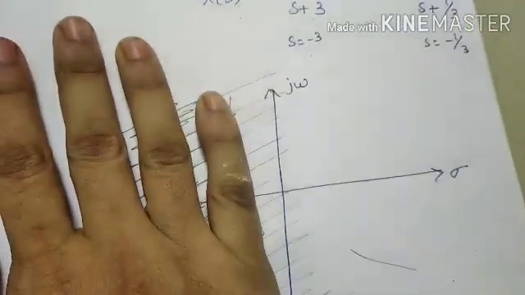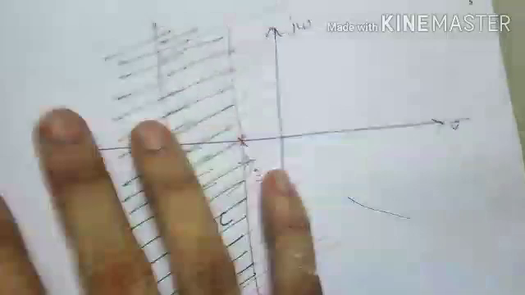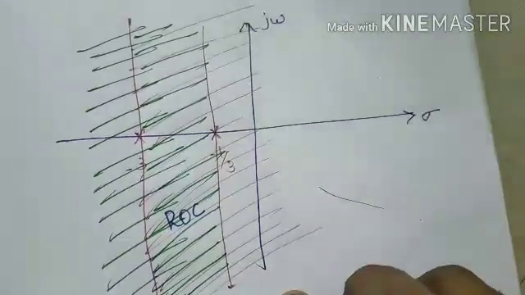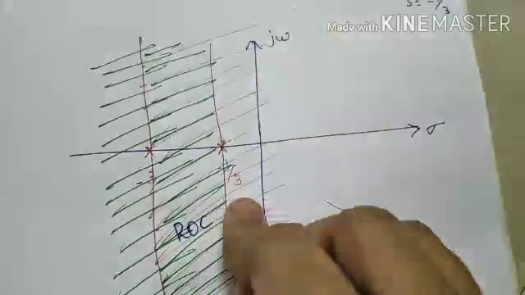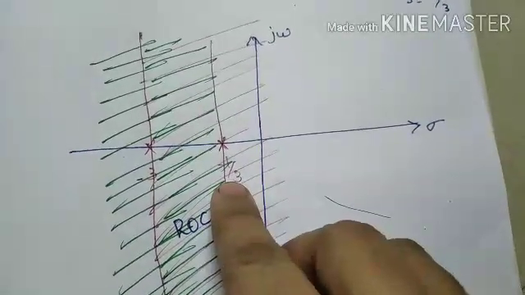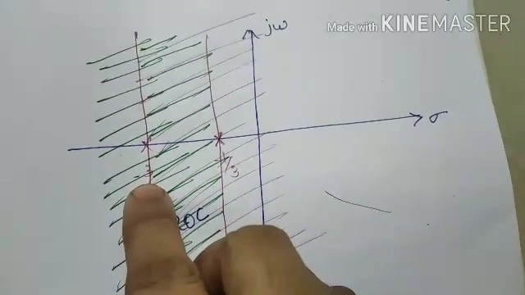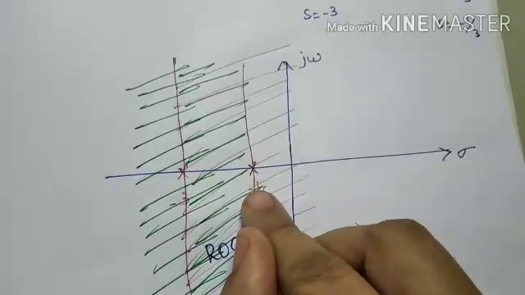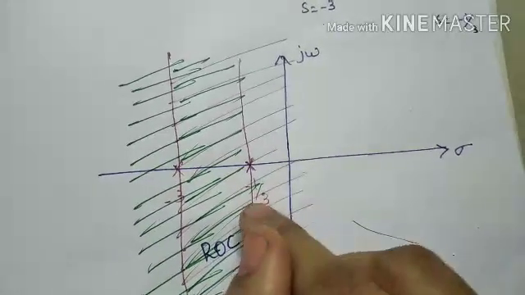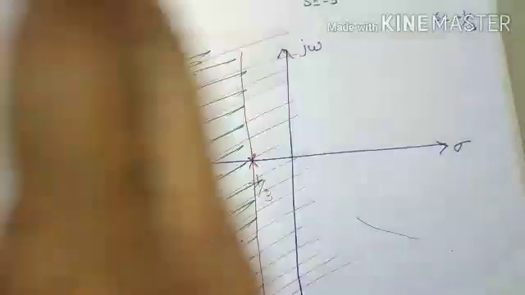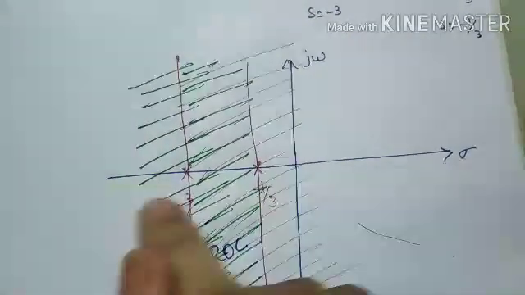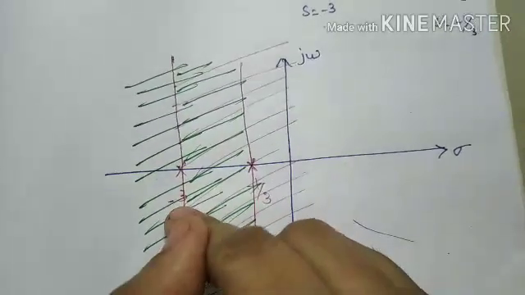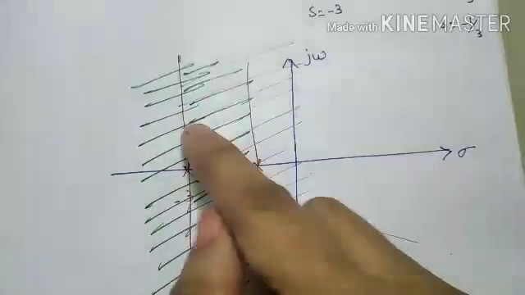Now we will just plot this graph. Plot the region of convergence. This is the real axis and this one is our imaginary axis. Right? So this is our s is equal to minus 1 by 3 pole. This is our s is equal to minus 3 pole. See, this s is equal to minus 1 by 3 is a left sided signal, so its region of convergence will be left side of this pole. But this s is equal to minus 3 is a right sided signal, so its region of convergence will be in the right side of this pole.